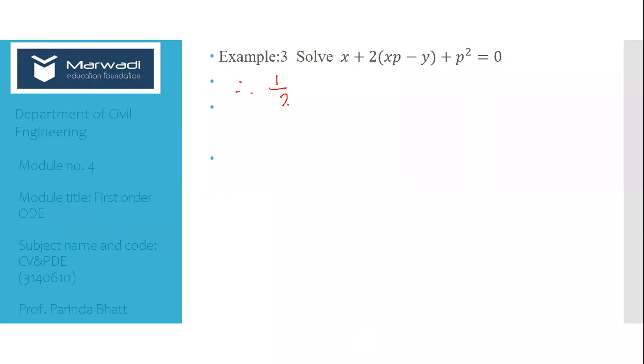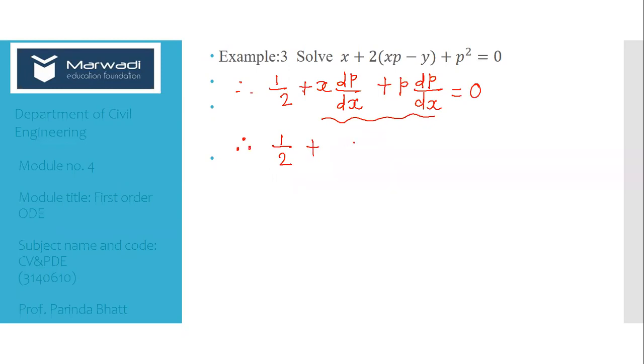Therefore, 1 by 2 plus x dp by dx, the remaining terms, plus p dp by dx equal to 0. Okay. Now, from these two terms, we can take common dp by dx. Therefore, 1 by 2 plus x plus p dp by dx equal to 0. Now, we can't operate directly, therefore we take an assumption, right?